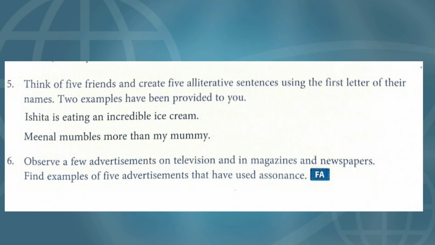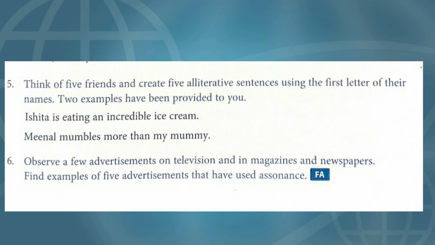So dear students, look at here, these two are your activity based questions. The sixth one is your formative assessment. So look at the fifth question. Think of five friends and create five alliterative sentences using the first letter of their names. For example, if your name begins with the letter A, you have to create an alliterative sentence with the sound of A. Look at that. Ishita is eating an incredible ice cream. Next one, Meenal munches more than my mummy. Like this you have to make some sentences with the first letter of your name.